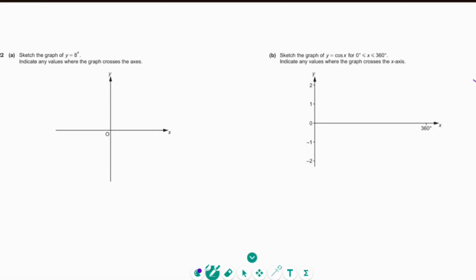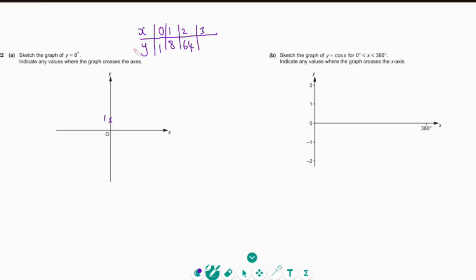Question 22a, sketch the graph of y equals 8 to the power x. Okay, let's just think about some of our x values. When x is 0, y is 8 to the power 0, which is 1. Now, what happens to the graph as it increases? If x is 1, 8 to the power 1 is 8. If x is 2, 8 squared is 64. If x is 3, 8 cubed, I'm not sure what that is, but I know it's a pretty big number.